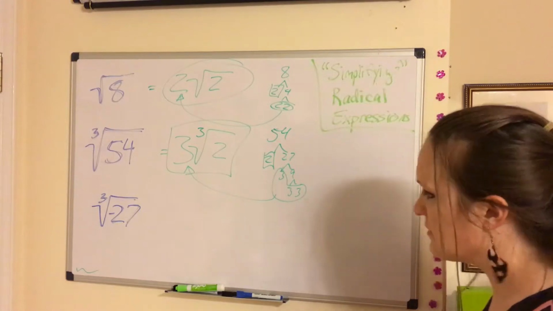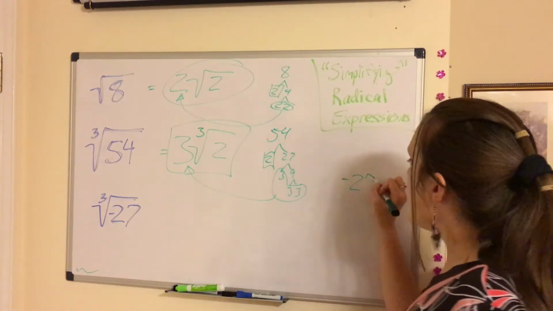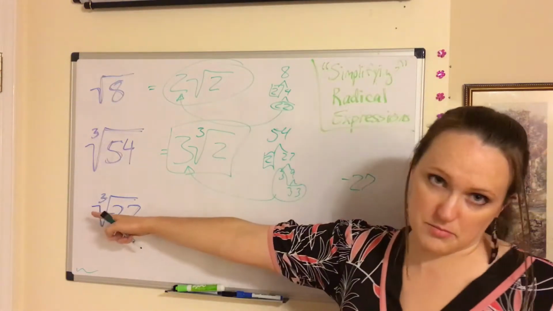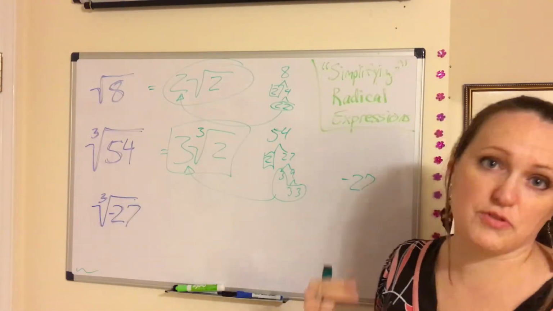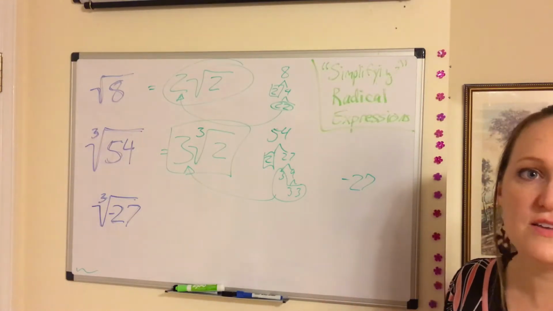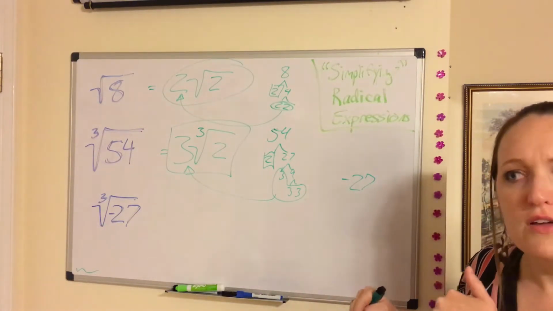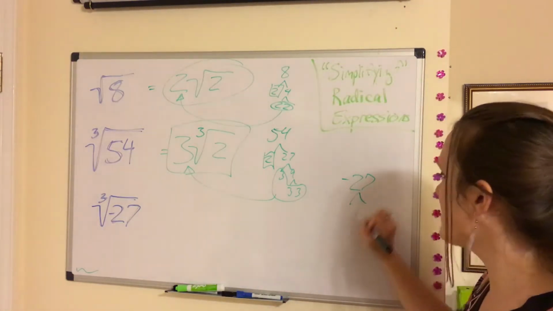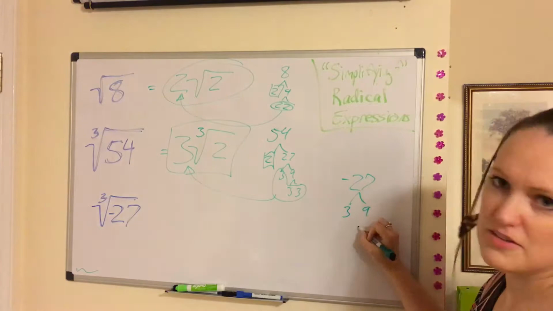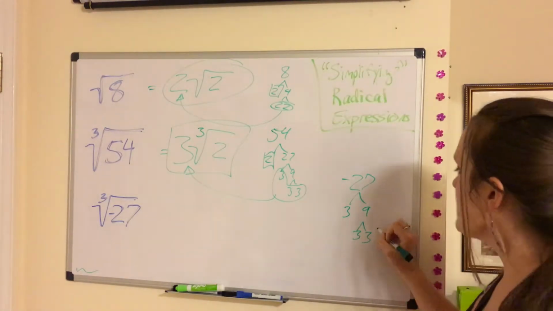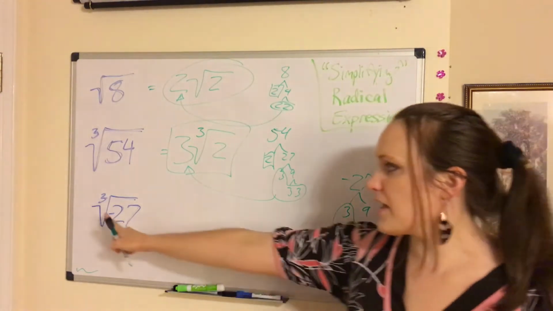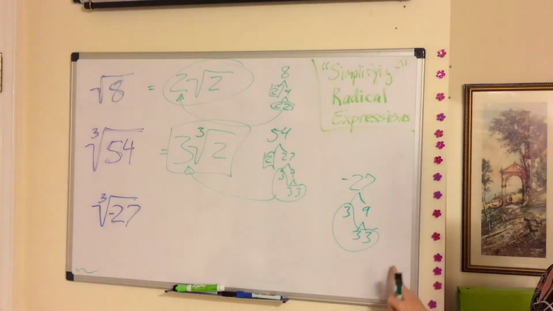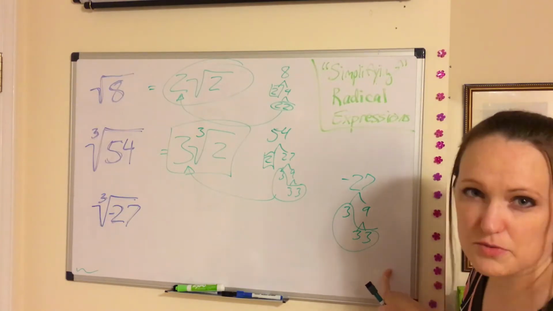Last one, cube root of negative 27. It's okay for it to be negative if it's an odd number root. So cube root, 5th root, 7th root, those are fine. So 27, 3 and 9. 9, 3 and 3. Awesome. We have 3 copies, which is exactly what we need for a cube root. But 3 times 3 times 3 doesn't make negative 27.